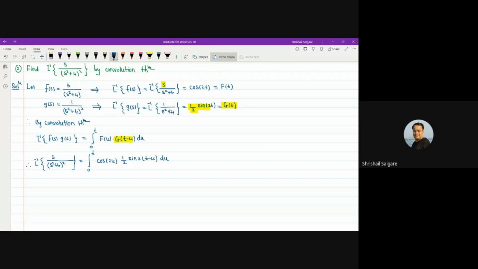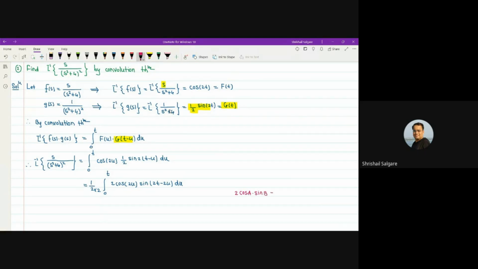Now from this, I will take 1 by 2 as common. Integral 0 to t. Now this one I will write as cos of 2u into sine of (2t minus 2u) du. Now one more thing I will do, I will multiply by 2 and divide by 2. And next I am going to apply the result for 2 cos A sine B.